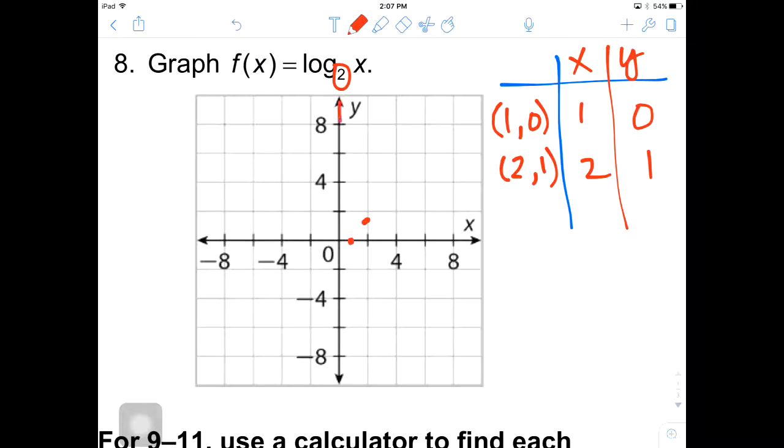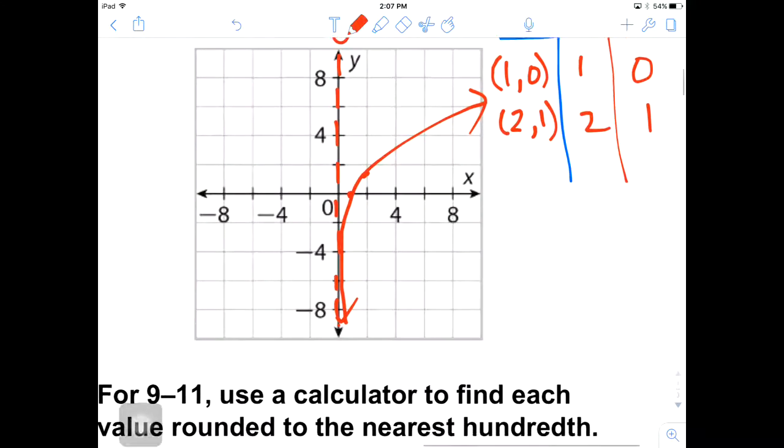Think of this as a vertical asymptote. Your graph is going to go towards the vertical asymptote and then goes up. So this is how the graph should look.